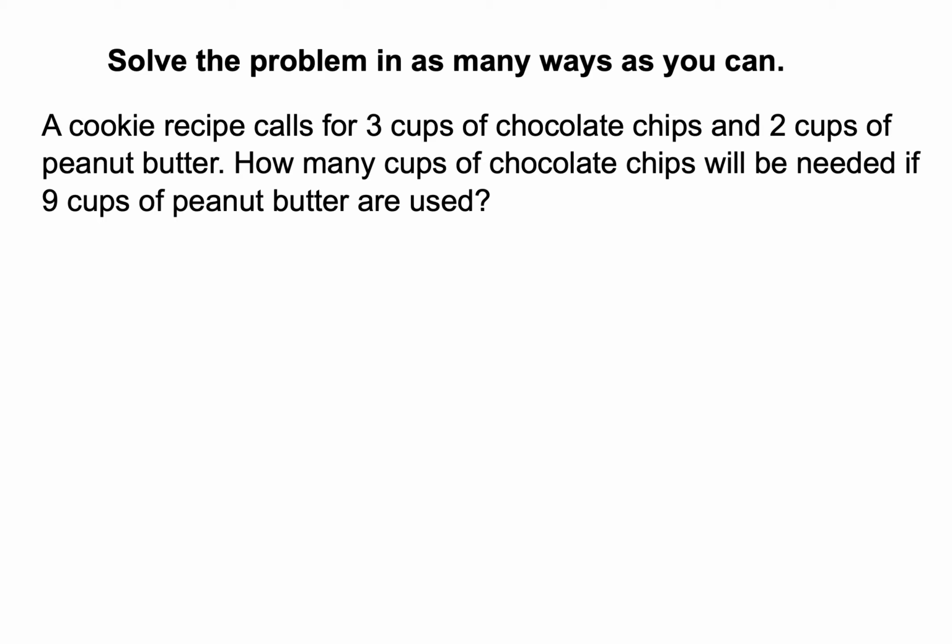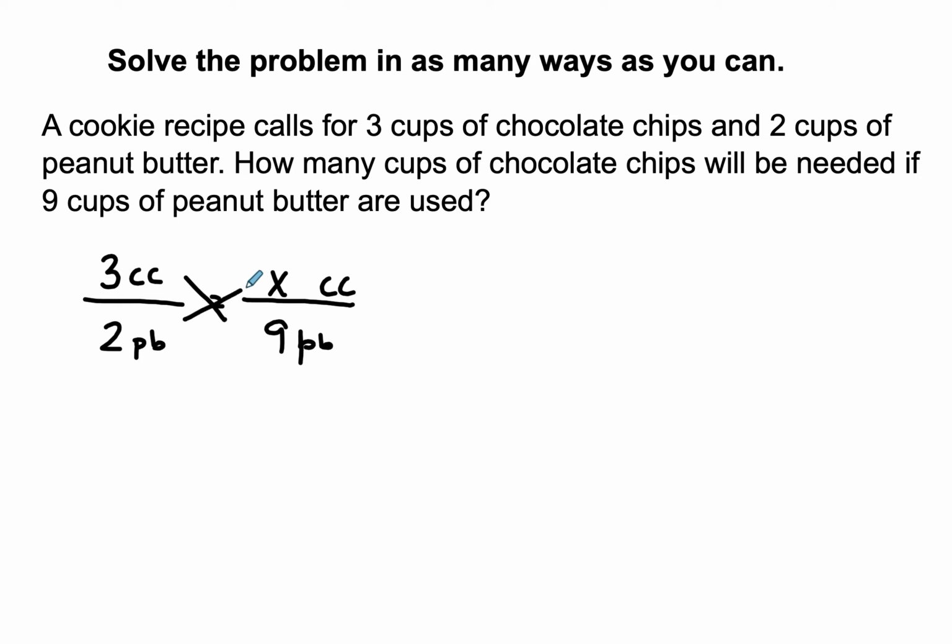So it says a cookie recipe calls for 3 cups of chocolate chips and 2 cups of peanut butter. How many cups of chocolate chips will be needed if 9 cups of peanut butter are used? Okay, so I'll start with a proportion on this one. 3 cups chocolate chips, 2 cups peanut butter. And then I want to know how many cups of chocolate chips for 9 cups of peanut butter. That is supposed to be a P. All right. Make sure you have the same labels on the top and on the bottom.